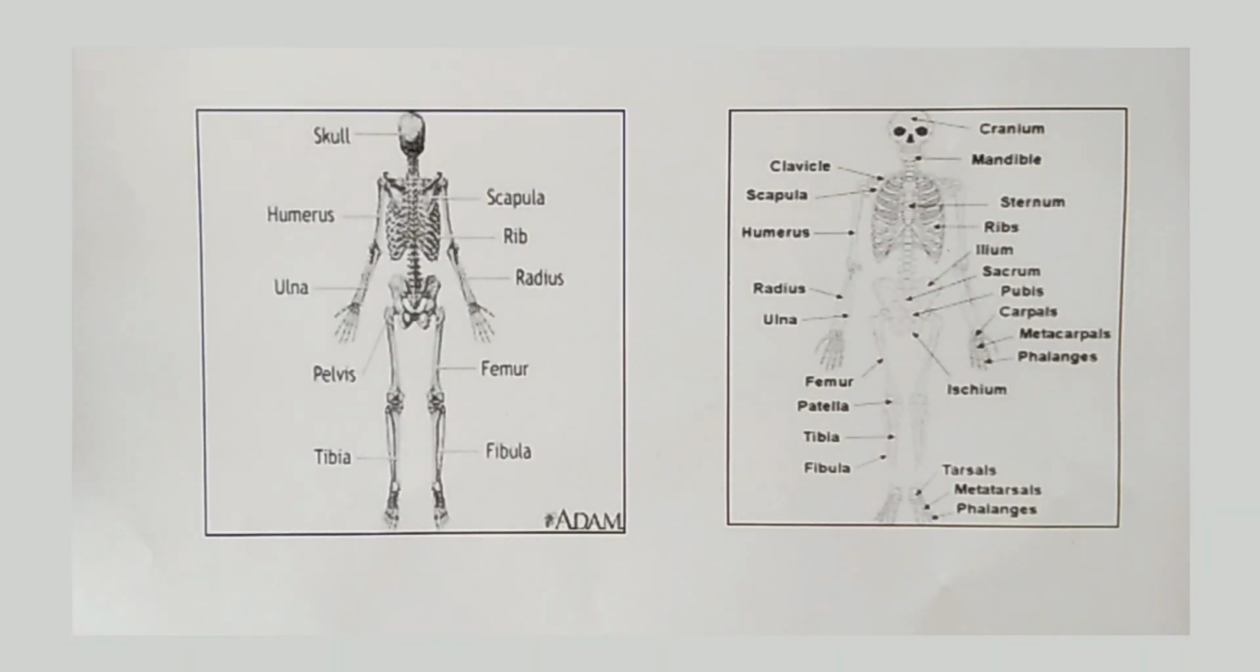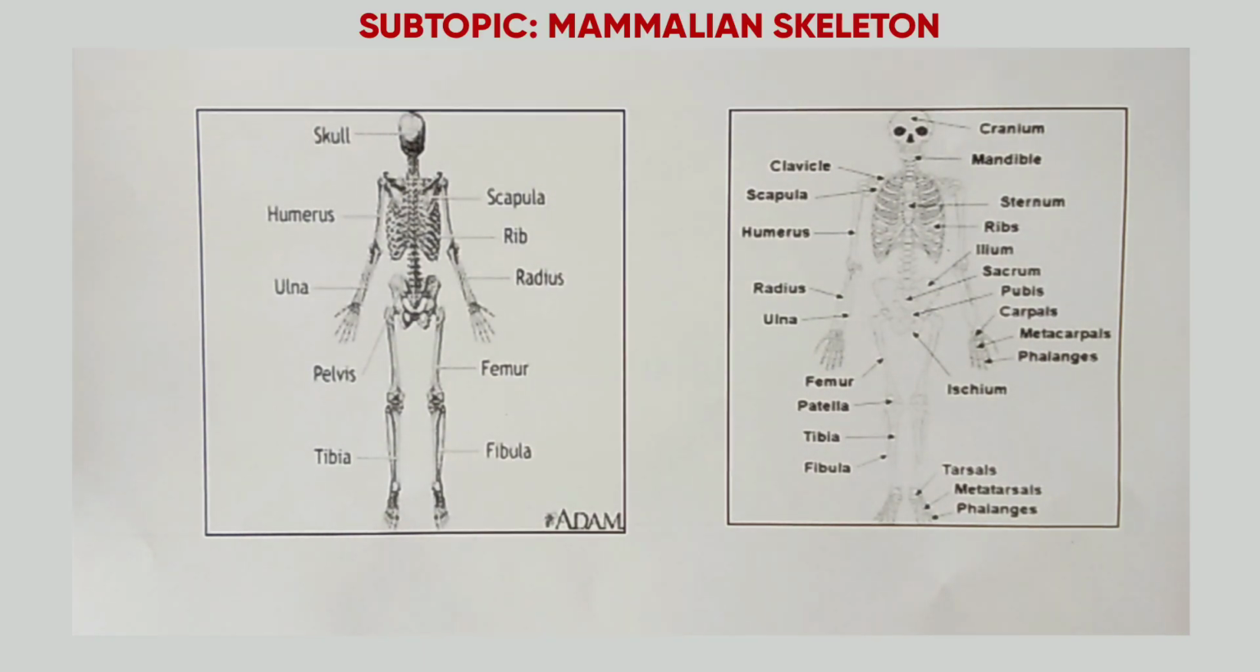Learners, in our lesson today we are going to look at the topic support and movement, Biology Form 4. The subtopic is the mammalian skeleton. Under the mammalian skeleton there are two types. The mammalian skeleton is divided into two: the appendicular skeleton and the axial skeleton.